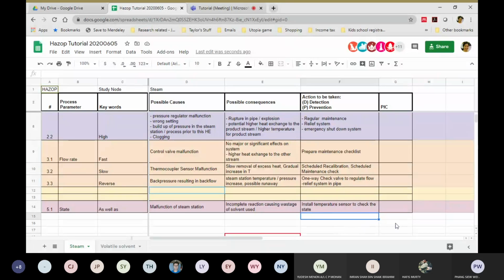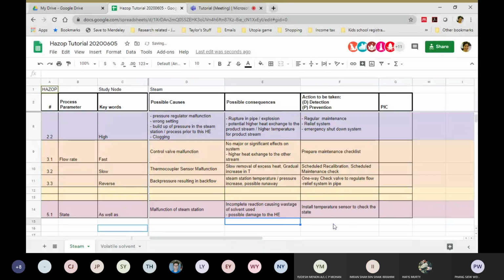Possible damage to the heat exchanger, because one is gas and another is liquid coming in. Possible damage to the heat exchanger. Okay. So I think this is a good one. Install temperature sensor to check the state, because the moment you know the temperature is not 100 degrees Celsius, immediately you want to shut down the system, or immediately you want to do a repair and a quick check of the entire system.